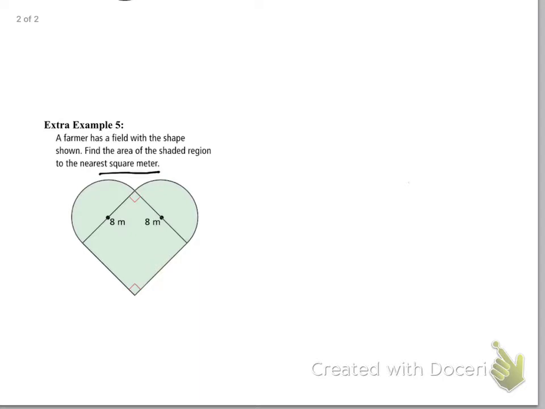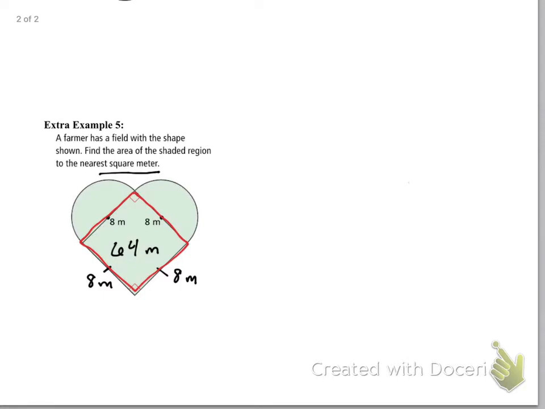So first, I'm going to look at this square right in here. It's a square because we have opposite sides congruent, and these two sides are both 8. So I know that these two sides are also both 8, so these are all congruent. So the area inside here would be 8 by 8, which is 64 square meters. That's just the area inside this square.